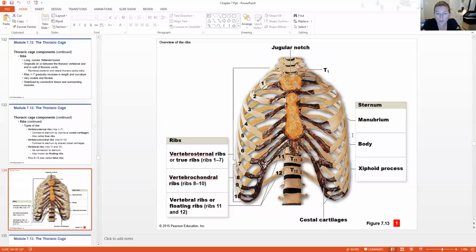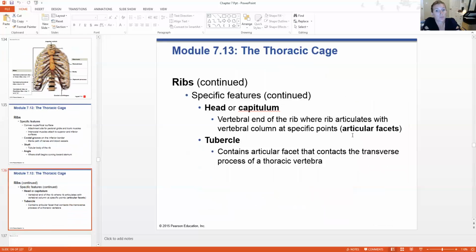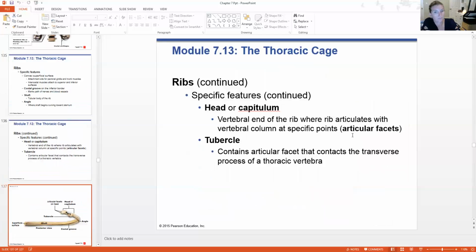So here you see them. The costal cartilage is darkened in this just so you can tell the difference between that and the bones. You can also see the three parts of the sternum in this picture. So there are several parts to the ribs. They have a costal groove on the inferior border. They have a shaft and an angle where the shaft begins curving towards the sternum. They have a head or a capitulum, which is on the vertebral end, and then the tubercle, which is on the end that connects to the thoracic vertebrae.